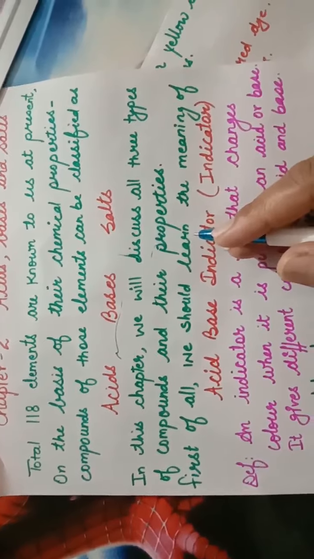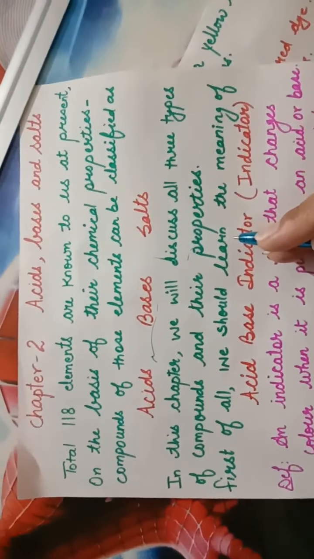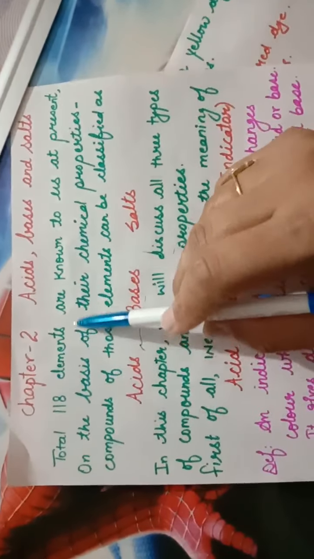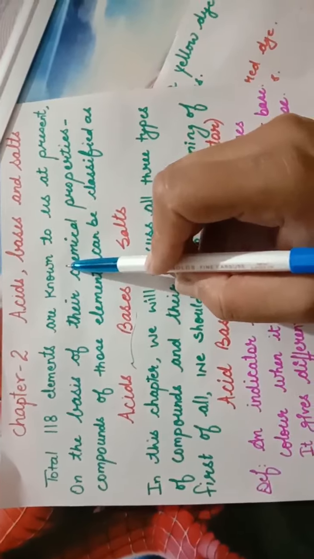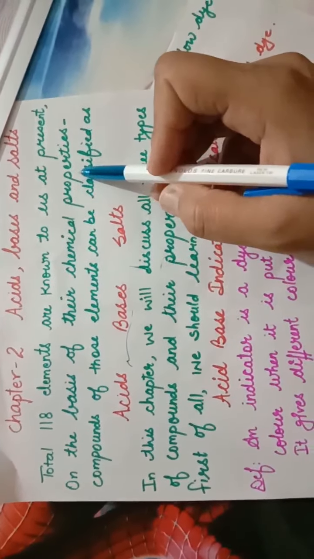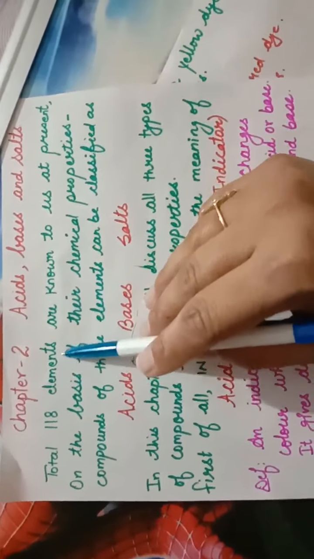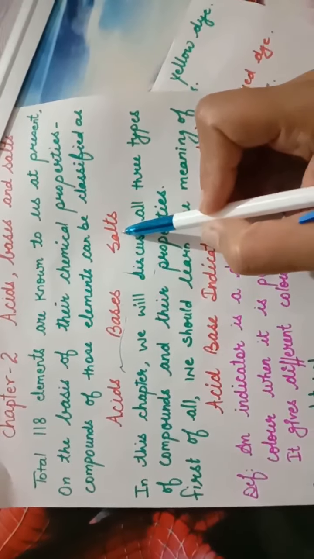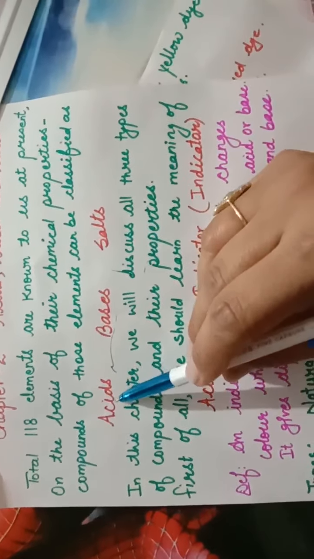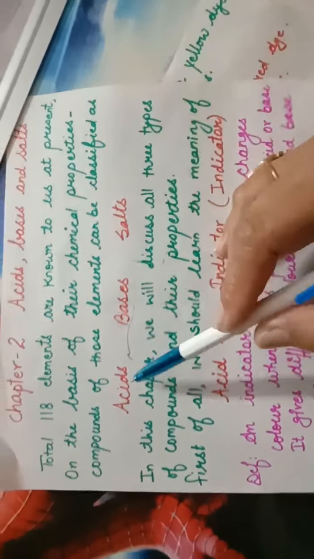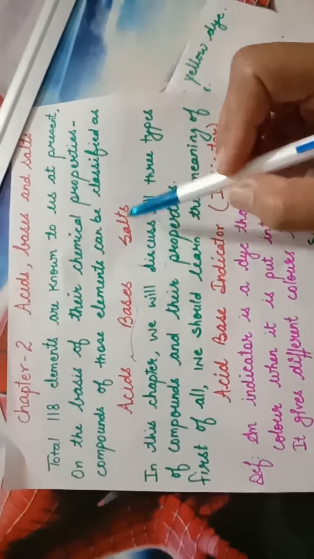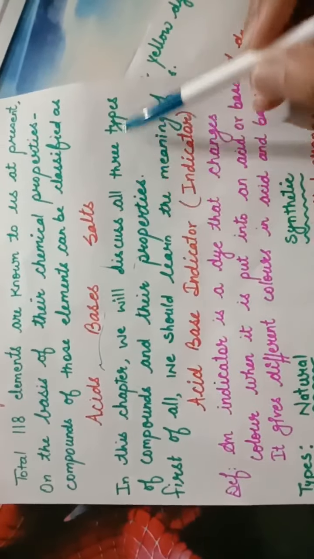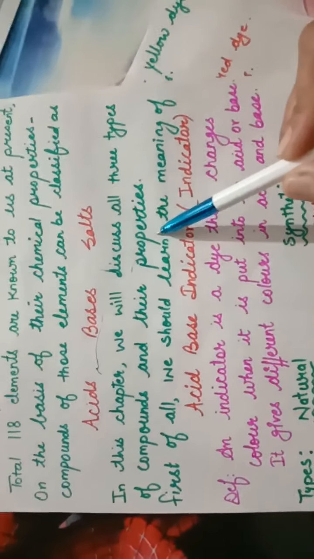Today I am going to start our second chapter, acids, bases and salts. At present we have 118 elements in our periodic table. On the basis of their chemical properties, the various compounds of those elements can be classified into three types: acids, bases and salts. This is the name of our chapter, acids, bases and salts. In this chapter we will discuss all three types of compounds and their properties.